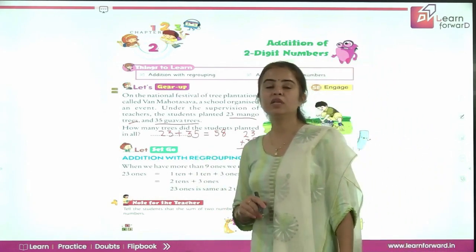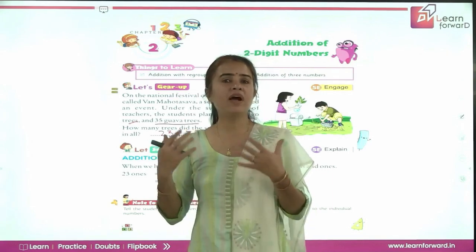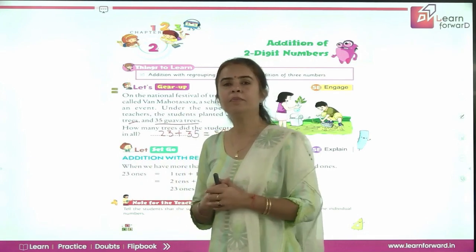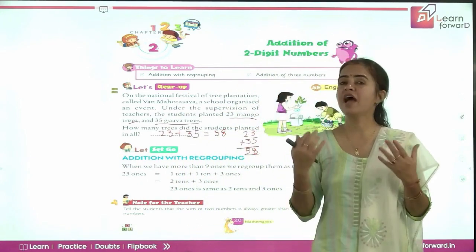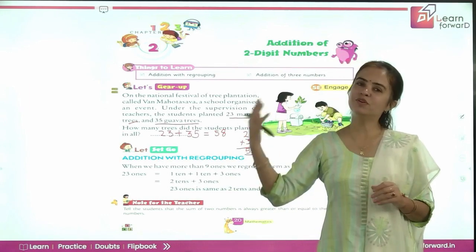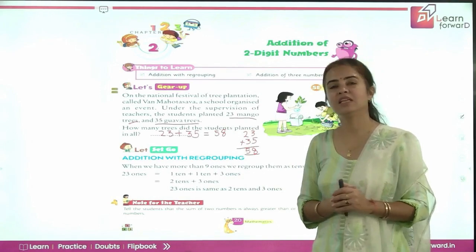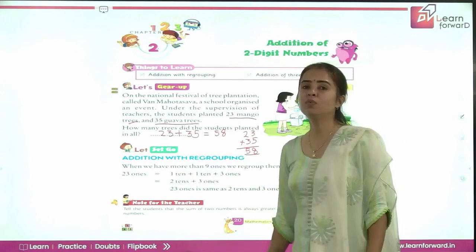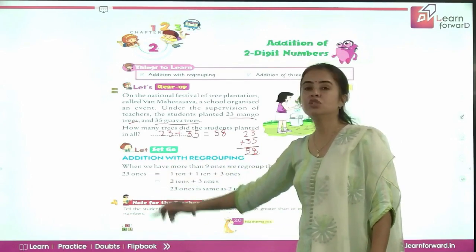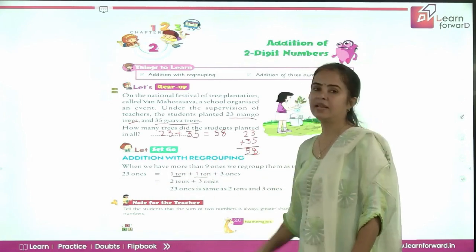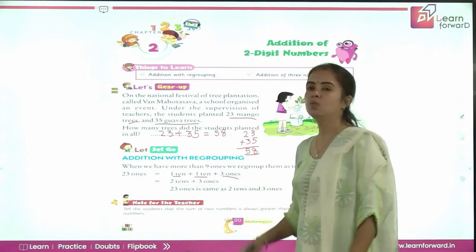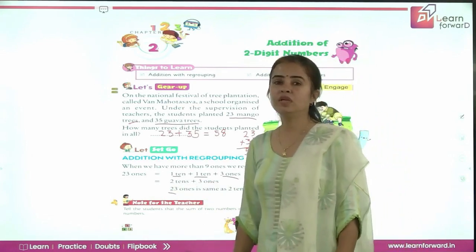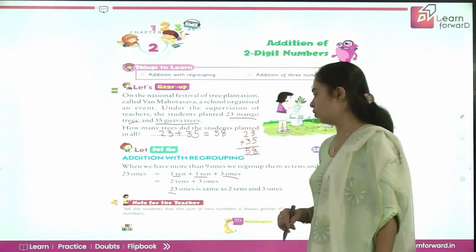Now, addition with regrouping. What do you mean by regrouping? When you have more than 9 of anything in ones, we move to tens, right? And now we have learned bigger numbers up to 200. So if we have more than 9 of tens, we move to hundreds. This is what we say regrouping. How do we do that? Let's learn. So if you have 23, what does it mean actually? It means 2 tens and 3 ones, which is the same as 23. So when you have to do regrouping, we must know this expanded form, children.